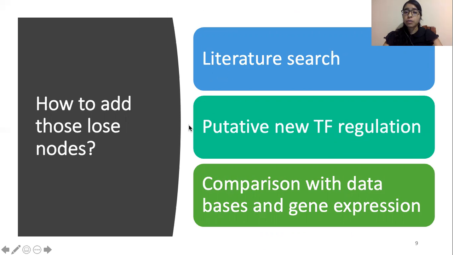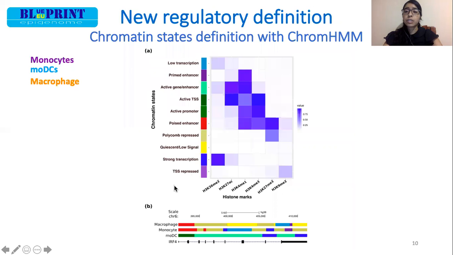We went back to the literature, and then we identified novel regulatory interactions, and we performed comparison with databases and gene expression. We used ChIP-seq data of 6 histone marks of the monocyte, dendritic cell, and macrophage, and we used chromHMM to annotate 10 chromatin states. At the bottom, I show you a genome browser screenshot of the gene IRF4. And according to the color code of the heat map, the only cell type where this gene is active is the dendritic cell. For macrophage and the monocyte, the gene is inactive. And it's consistent with the biology, because the gene IRF4 is a transcription factor that participates in the differentiation of dendritic cells.